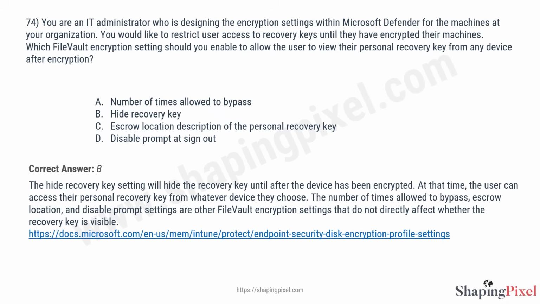The hide recovery key setting will hide the recovery key until after the device has been encrypted. At that time, the user can access their personal recovery key from whatever device they choose. The number of times allowed to bypass, escrow location, and disable prompt settings are other FileVault encryption settings that do not directly affect whether the recovery key is visible.